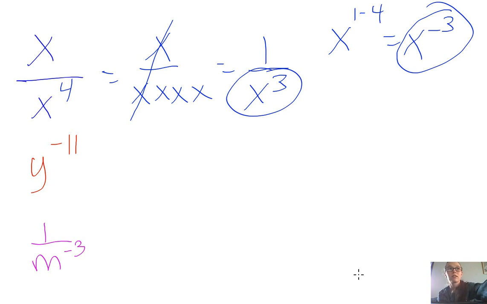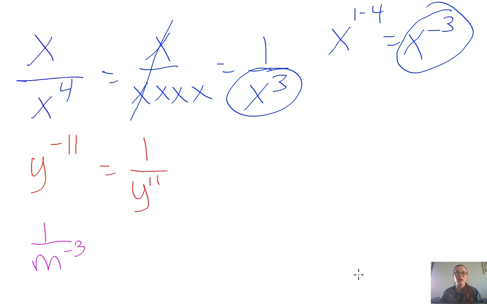So let's practice with y to negative 11th power. Sometimes directions say please write with a positive exponent. So to make y to the negative 11th power positive, that is the same thing as 1 over y to the 11th power. You just flip it. You write the reciprocal.